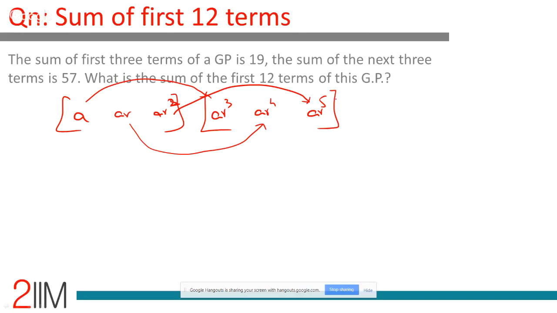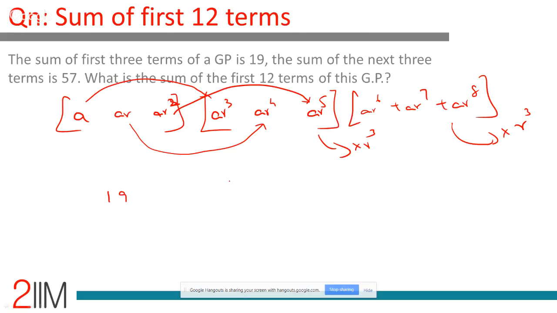Don't stop with that. Build on that. What will be the sum of these three terms? AR power 6, AR power 7, AR power 8. That will be these three into R cube. Further down, with these three into R cube. First three terms add up to 19. Next three add up to 57. 19 into 3 is 57. These three should be 57 into 3. Next set of 3 should be 57 into 3 into 3.